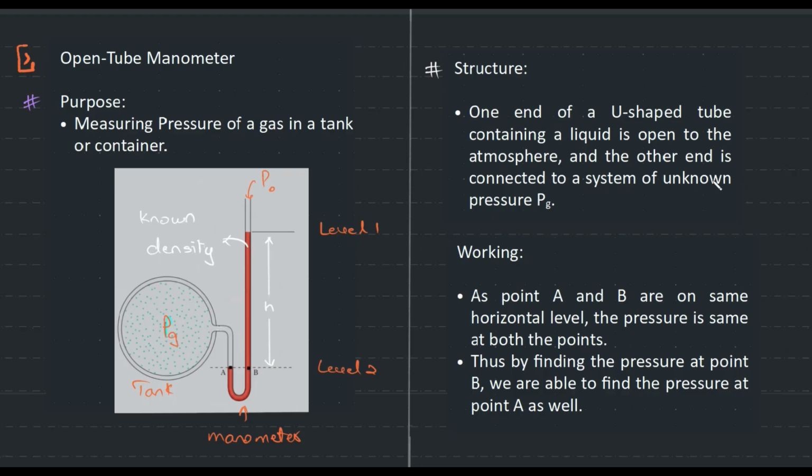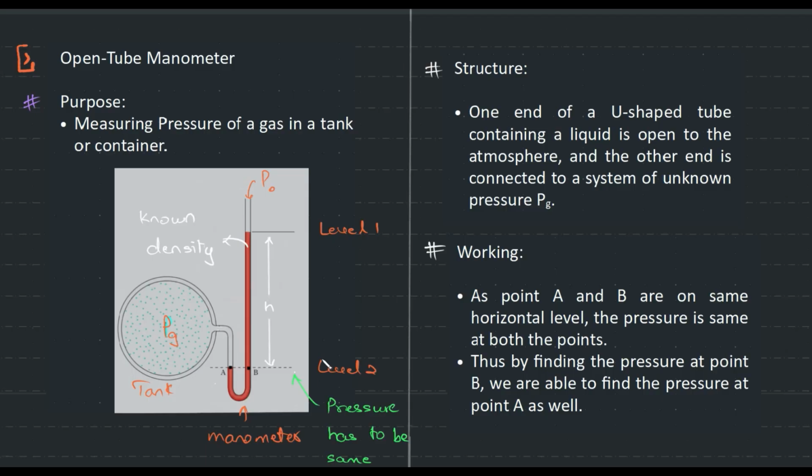The other end is connected to a system of unknown pressure Pg. So what is the funda over here? Simple. As point A and B are at the same horizontal level, the pressure has to be the same here, because they are at the same level. Thus, by finding the pressure at B, we are able to find the pressure at A. But how do we figure out the pressure at B? That's the question.